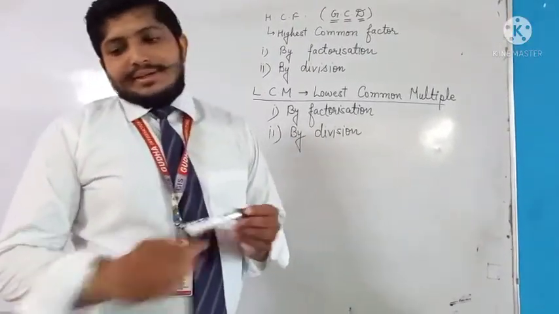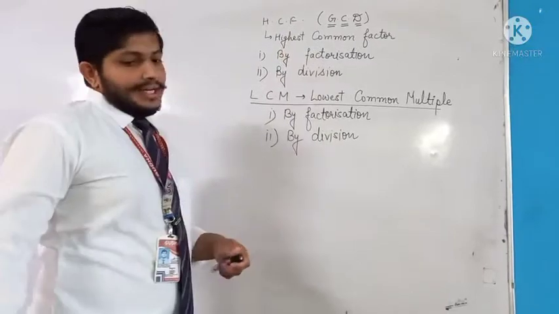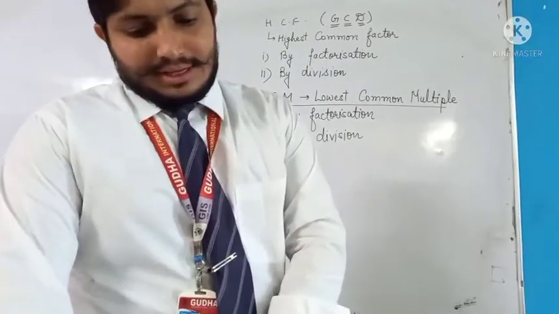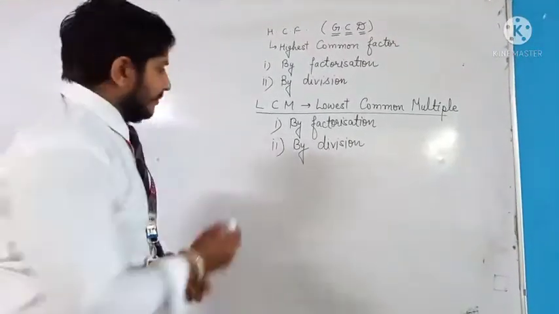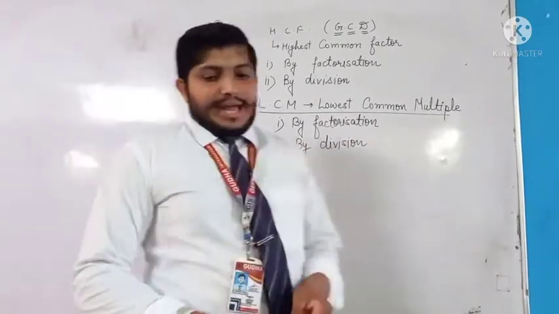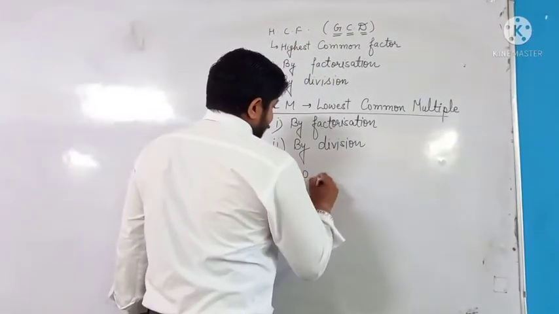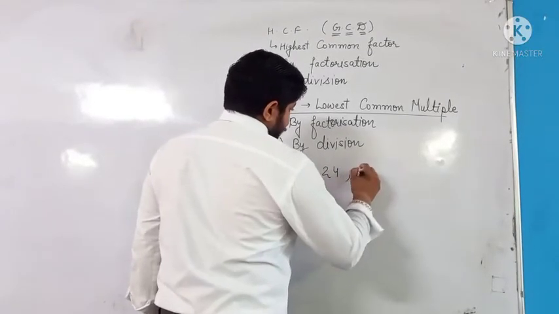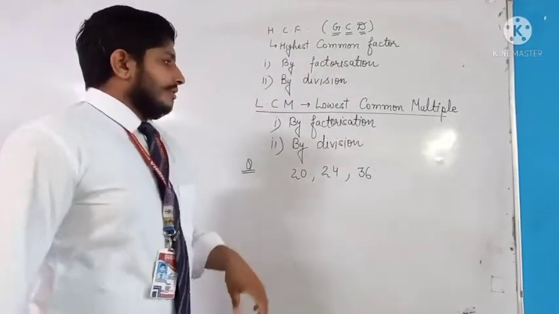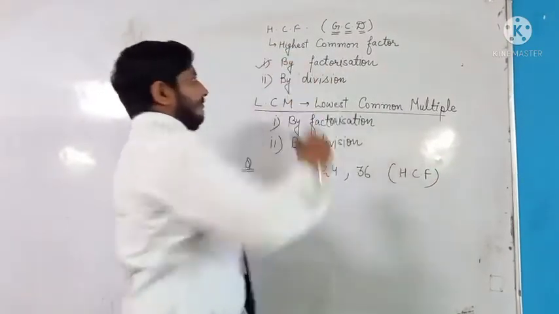Okay, let's start with the help of a question. How do we find HCF by factorization method? I take a simple example, beta. Question: find the HCF by factorization process of 20, 24 and 36. There are three numbers given. Find the HCF. What is given to be found out? HCF. By which method, beta? First method, that is factorization.